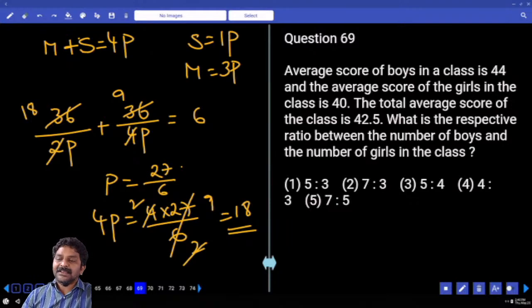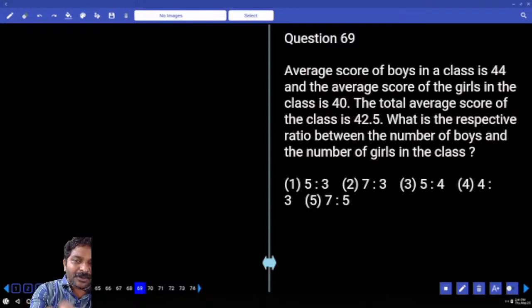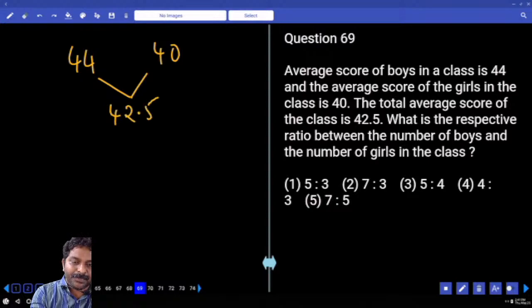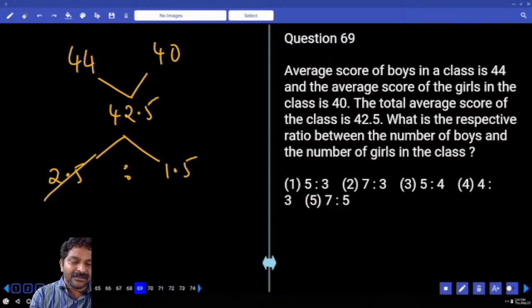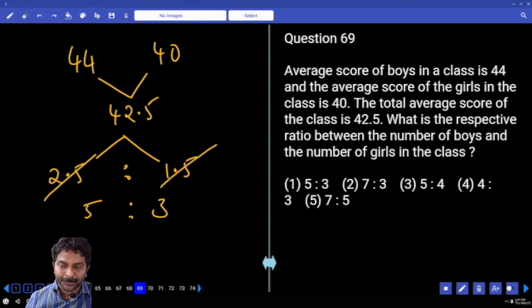Average score of boys in a class is 44 and the average score of girls in the class is 40. The total average score of the class is 42.5. Which method we are supposed to use? Allegation. What is the respective ratio between number of boys to number of girls? What was boys average? Girls average? Both class average? 42.5. Go for allegation. 2.5. 1.5. Cancellation. 5 times, 3 times.